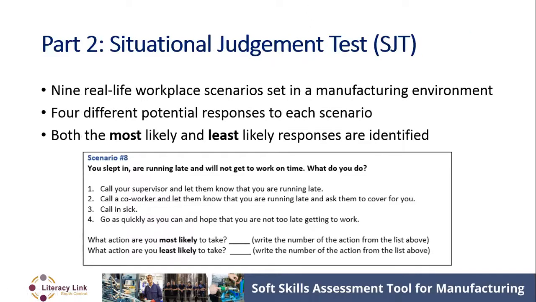So the second part of the assessment is a situational judgment test, or SJT. It describes 9 real-life workplace situations and asks the person reading them to choose how they would respond. Now, what makes this assessment particularly interesting is that it provides 4 different responses and asks them to choose both the actions they would be most likely to take and the ones they would be least likely to take.